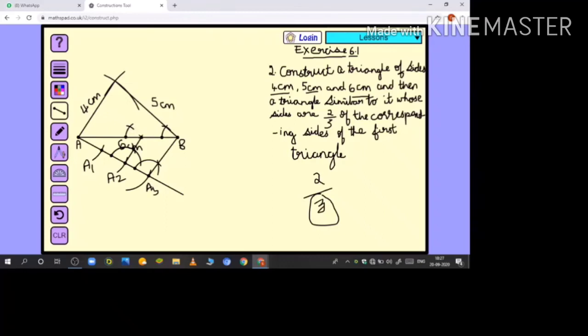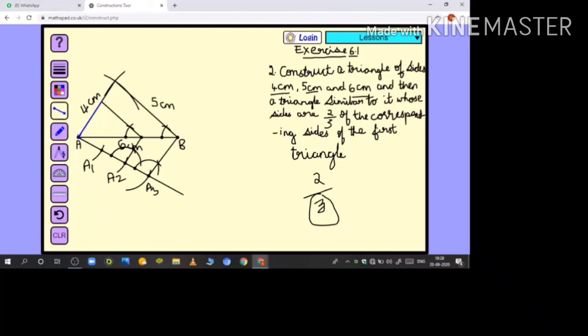Step 9. From B dash, join the point and extend the line such that B dash C dash is parallel to CB, meeting AC at C dash. Thus, you see that a new triangle is obtained.